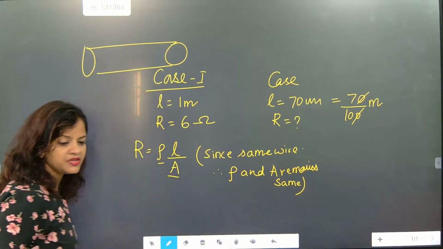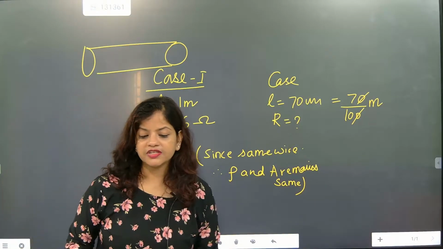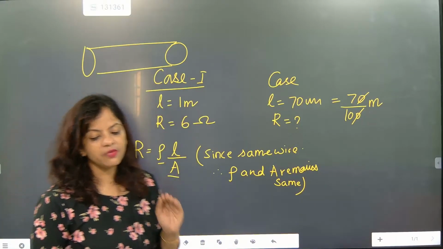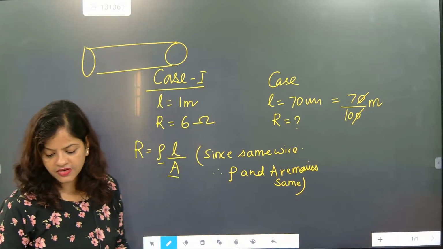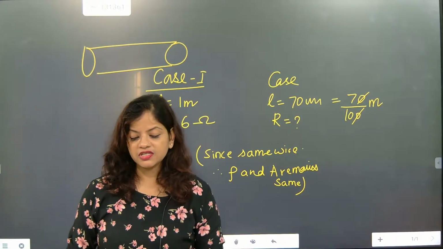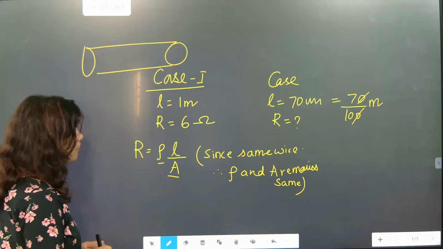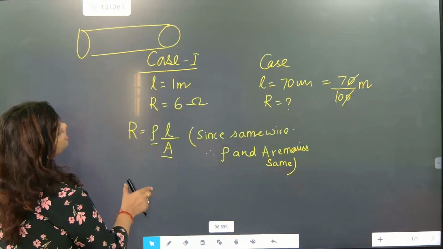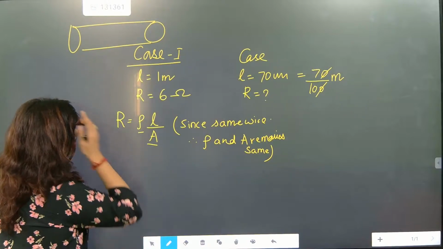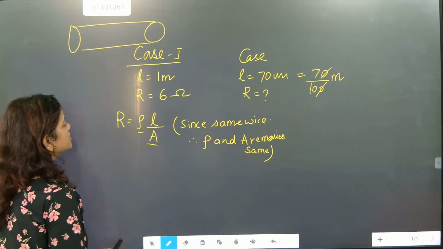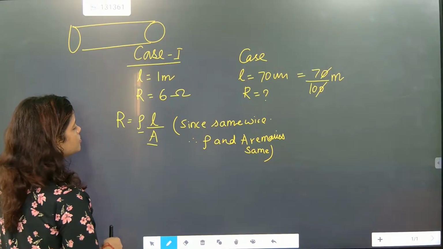That means resistivity and area of cross section remain the same. Resistivity and what remains the same, children? Resistivity and area of cross section remain the same. So now how are we going to proceed here? Check this one out. How do we proceed with this part? First, this is how we proceed. We are solving it like this.